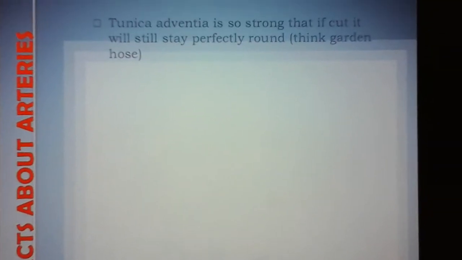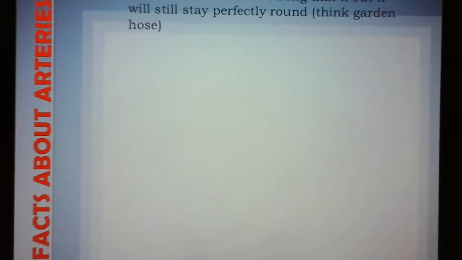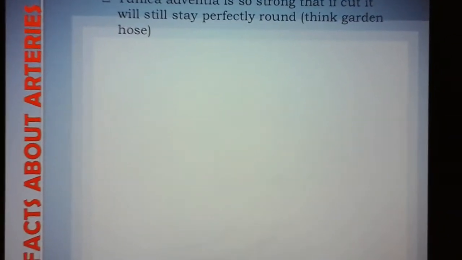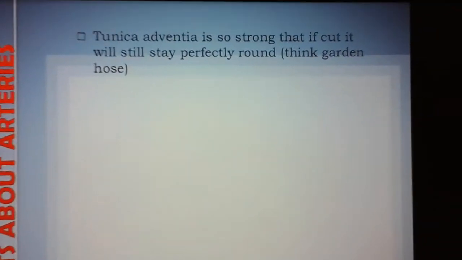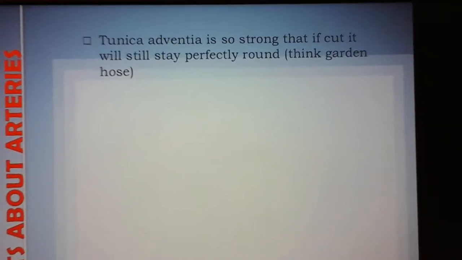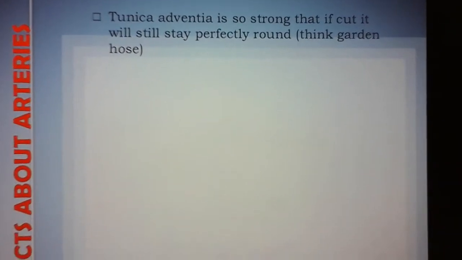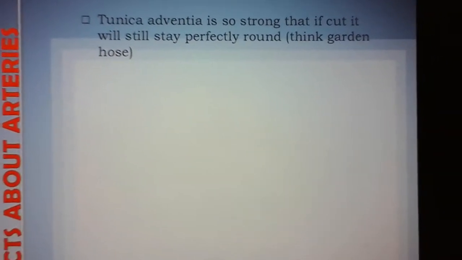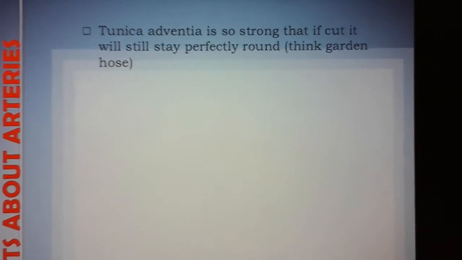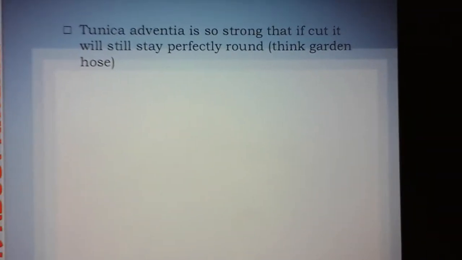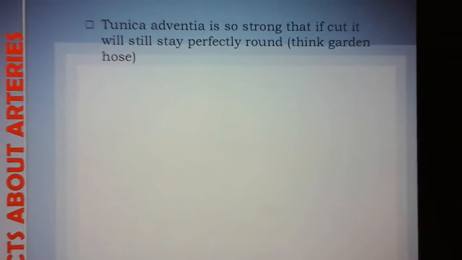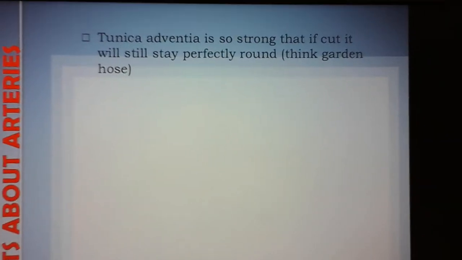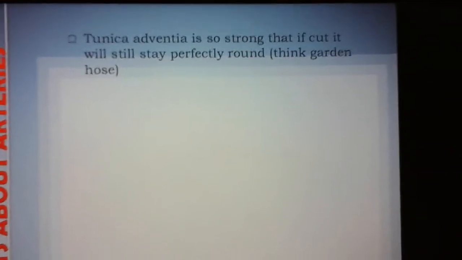So the first thing here, some facts about arteries. I always compare blood vessels to garden hoses. We've all seen a garden hose before. And you know that even if water is not going through the garden hose, it's still perfectly round. Well, arteries are the same way. So I want you to think of arteries as a garden hose. The tunica adventitia is so thick, those collagen fibers are so strong, that even if you were to drain the artery, it would still stay perfectly round. It wouldn't deflate. Now, veins have all three layers, but veins aren't as important, I hate to say.